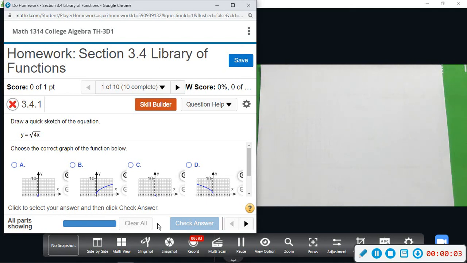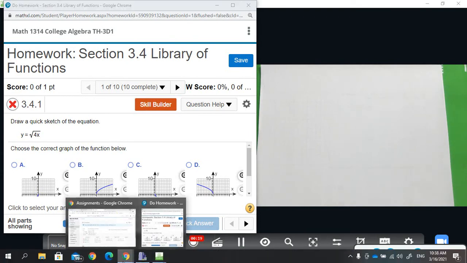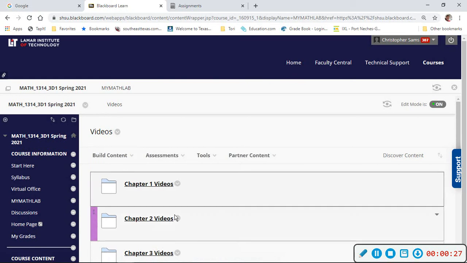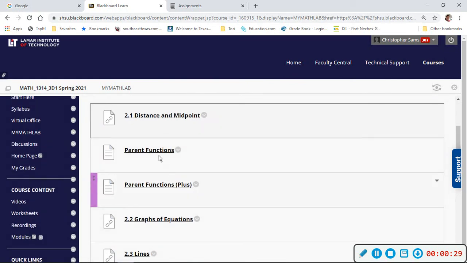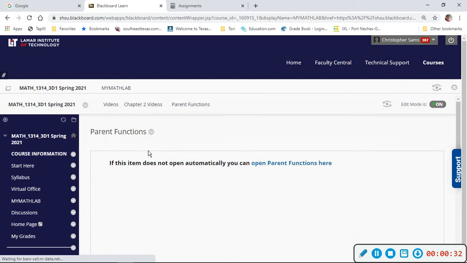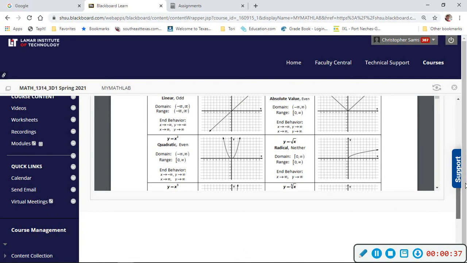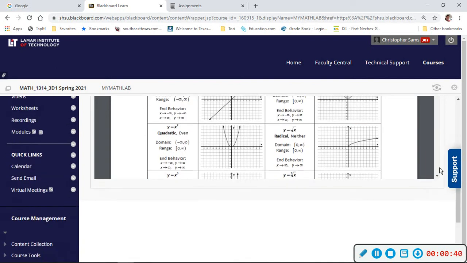Alright, this is section 3.4, library of functions, and number 1, we want to draw a quick sketch of the equation. There's a couple of things that you want to be familiar with, so let me go to our course in Blackboard. If you go to videos and you go to chapter 2 videos, I have downloaded some parent function graphics offline, and they're there.